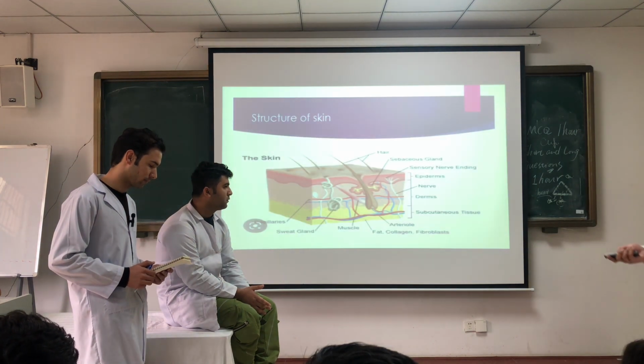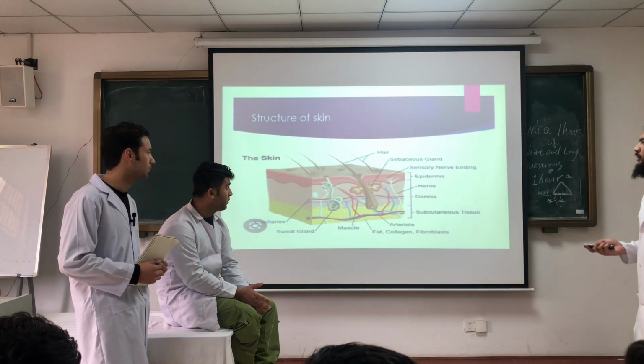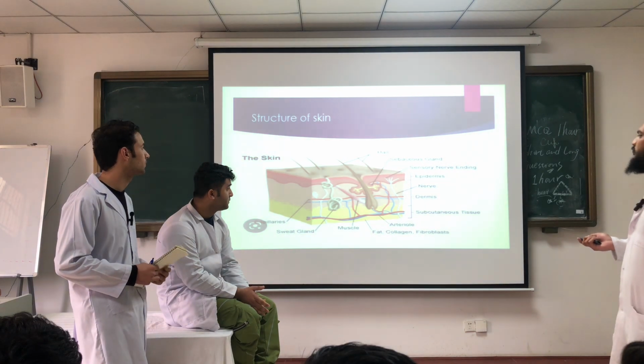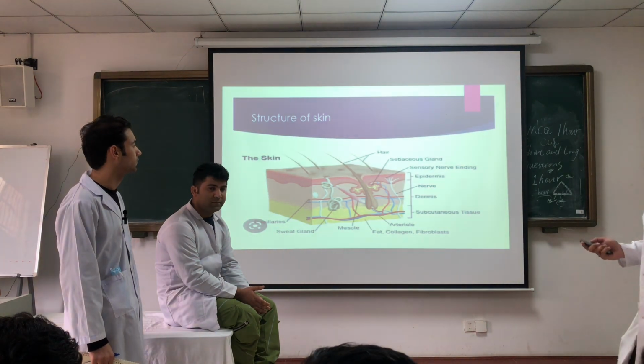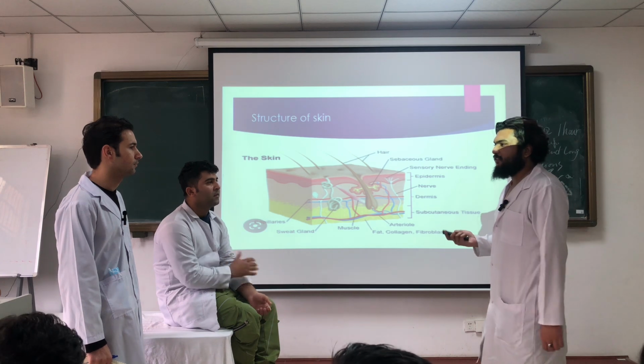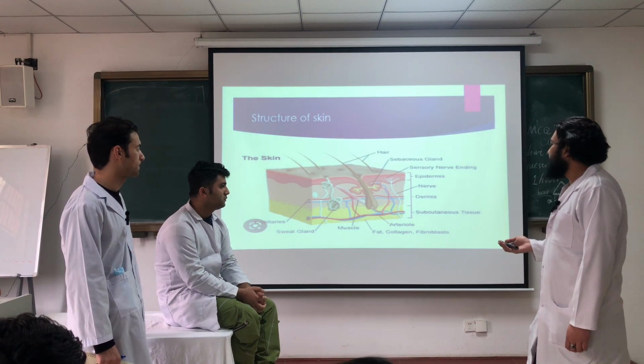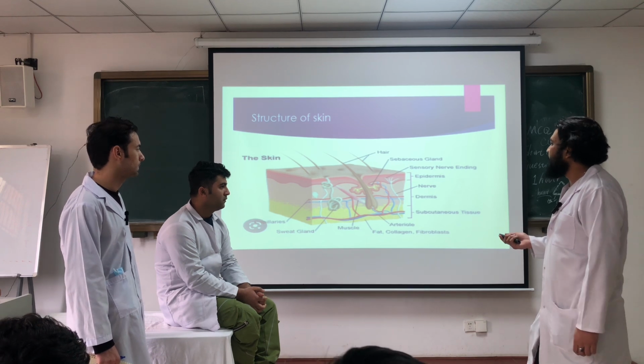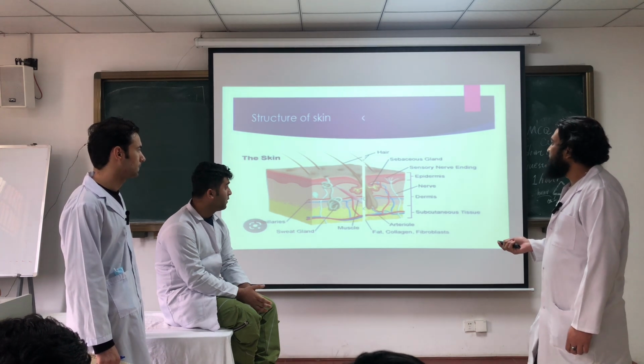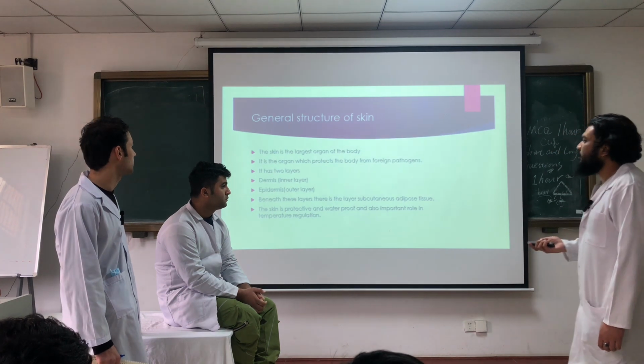So first we need to know the structure of the skin. The skin consists of two layers, the epidermis and the dermis, and there is a subcutaneous layer, which consists of fat, also known as the adipose tissue. The general structure of skin.